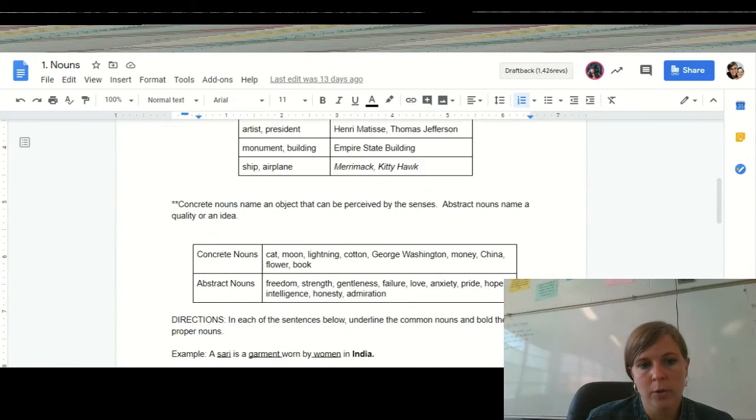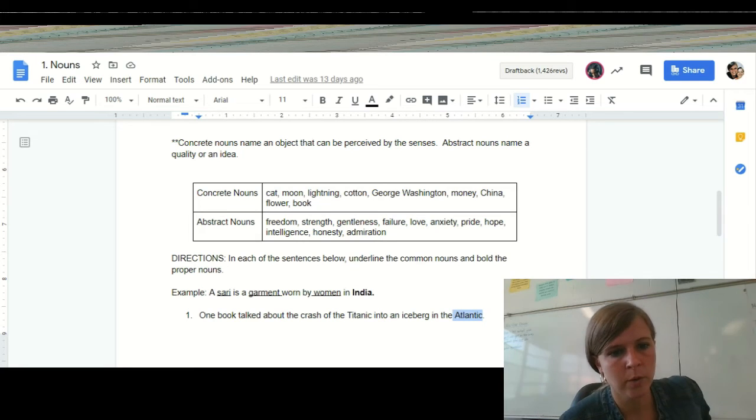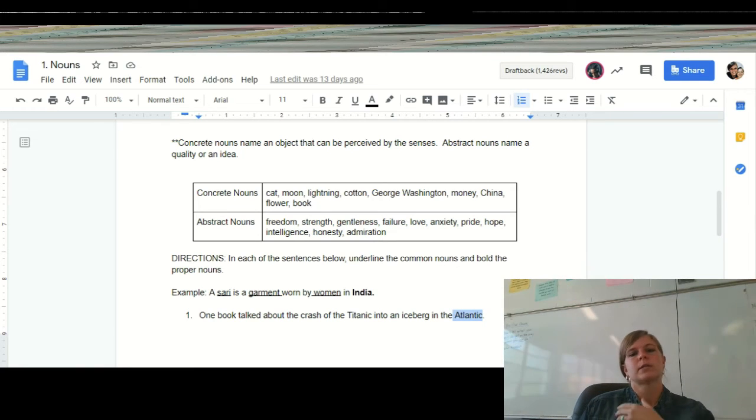Okay, so then you would go on and do 2 through 10 on your own, and then we're going to scroll back up and go over concrete versus abstract. So these are two types of nouns that you may have forgotten from when you learned this early on, or maybe you've never learned it. So concrete nouns name an object that can be perceived by the five senses. So your five senses being sight, smell, taste, touch, and hear. So any of these nouns, you can do one of those five senses with.